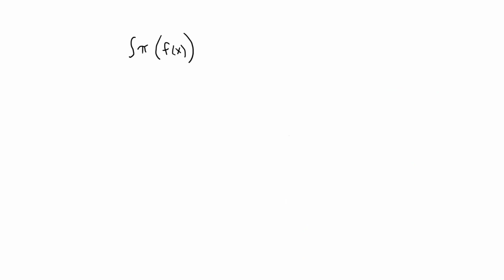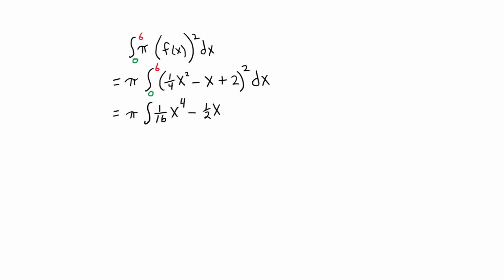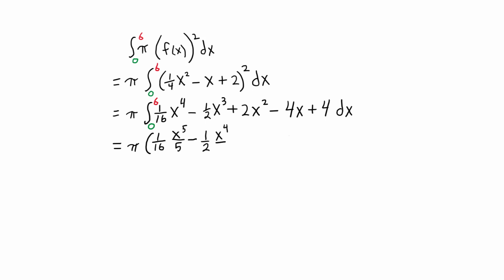We have the integral of pi times f of x squared dx from x equals 0 to x equals 6. We put in the function f of x equals 1/4 x squared minus x plus 2 and multiply out the square. Then we use the power rule. The antiderivative of x to the 4th power is 1/5 x to the 5th power. The antiderivative of x cubed is 1/4 x to the 4th power. The antiderivative of x squared is 1/3 x cubed. The antiderivative of x is 1/2 x squared, and the antiderivative of 4 is 4x.